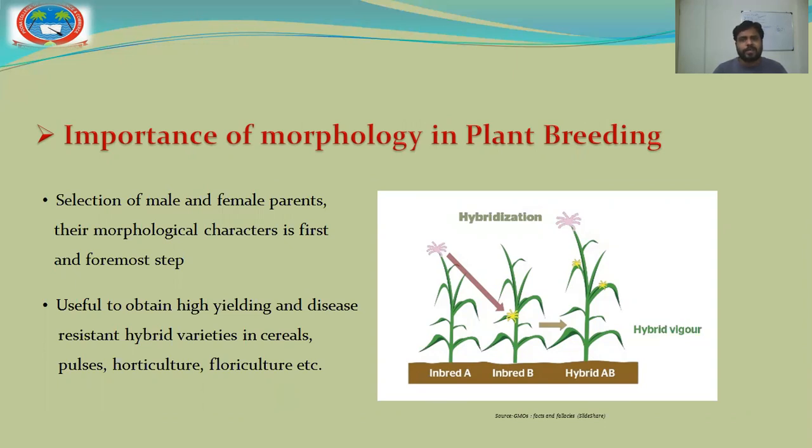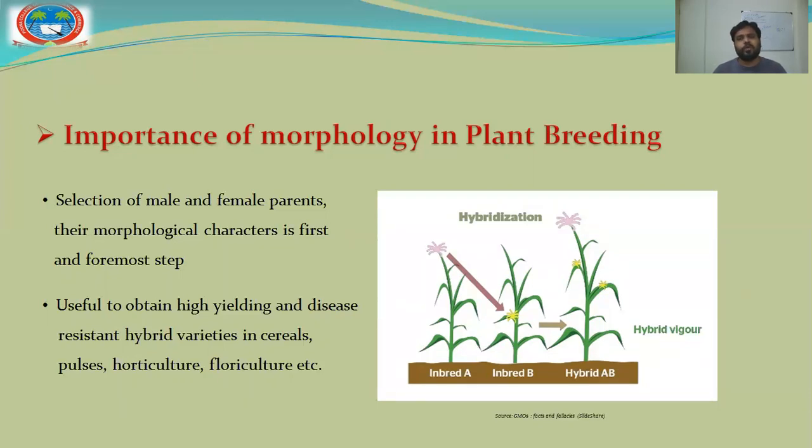So in agriculture or in plant breeding, in this branch, we produce hybrid varieties. Now, what is the basis to produce a new variety? Here also, morphology plays an important role. To produce a good variety, we first of all have to select the male and female parents. Male parents should have good morphological characteristics. Female parents should have good morphological characteristics, and on that basis only we can cross this male and female plant and produce a new variety.